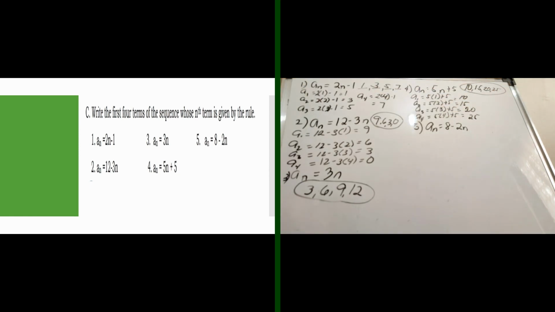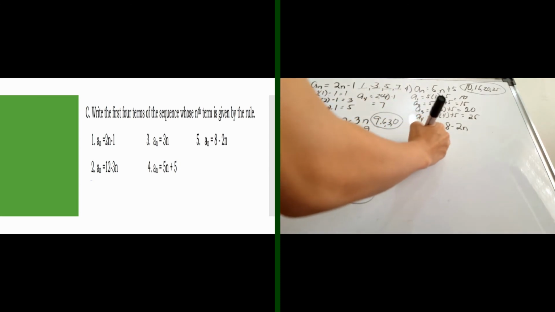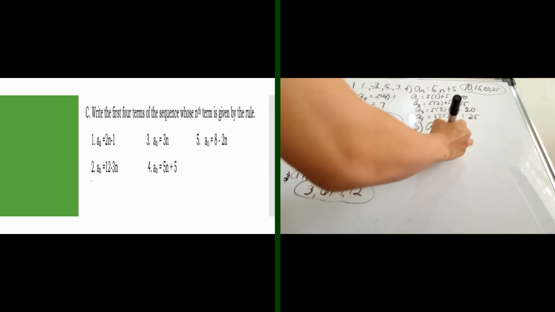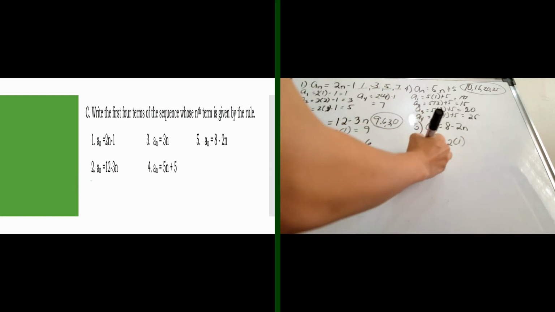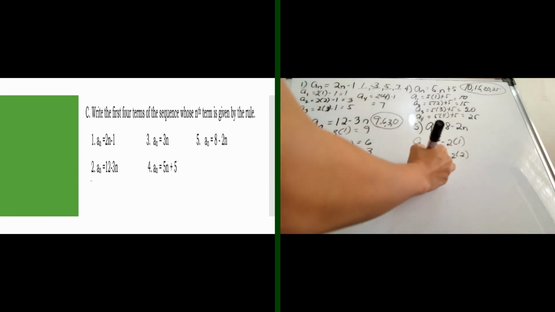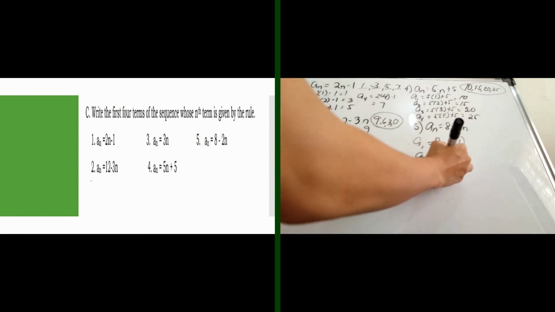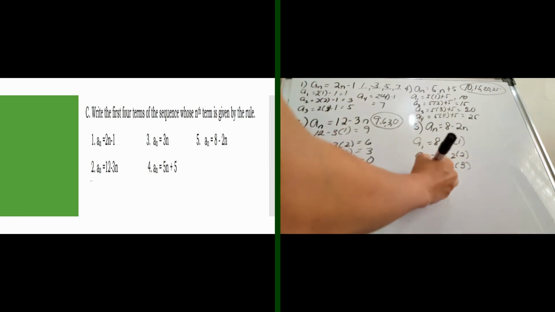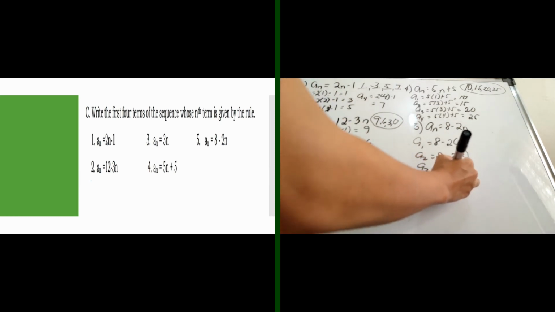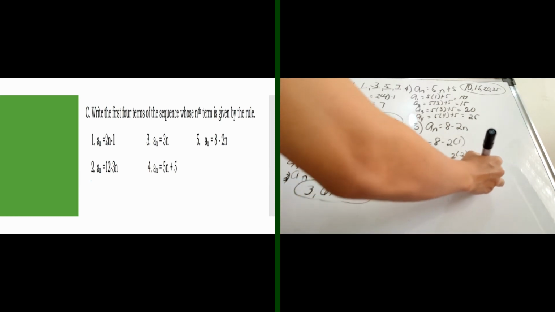Then for number 5, we have a sub n equals 8 minus 2n. So we're just going to have a sub 1, 8 minus 2 times 1. A sub 2 is 8 minus 2 times 2. A sub 3 is 8 minus 2 times 3. And then a sub 4 is equal to 8 minus 2 times 4.